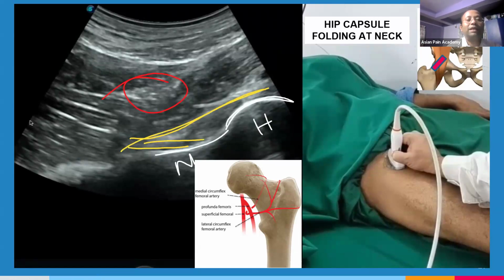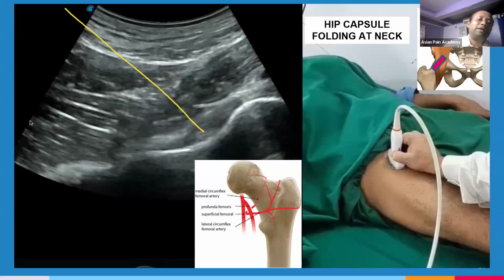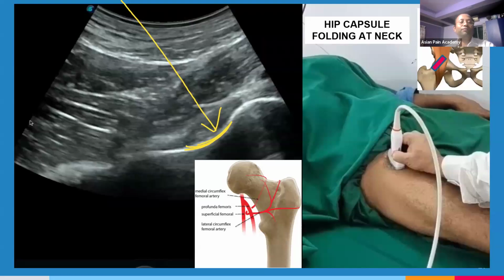Basically, this capsule is like this. There are two layers of capsule. Lower part is a bit thicker and upper part is thinner. So your needle will come from here to here. You will inject here, but you must not puncture the vessels. If you see the artery here, you hold the probe in such a way that you do not puncture the arteries. So our needle should come in the neck area, in the recess area. Okay.